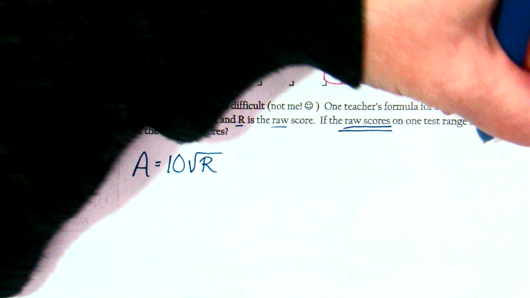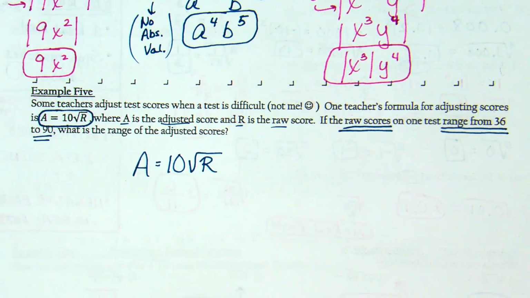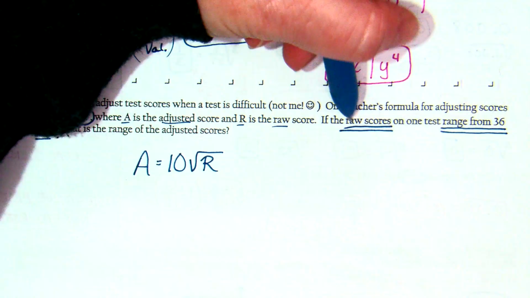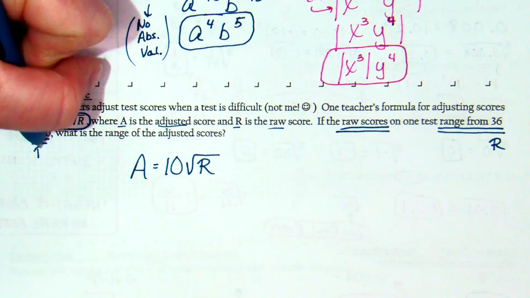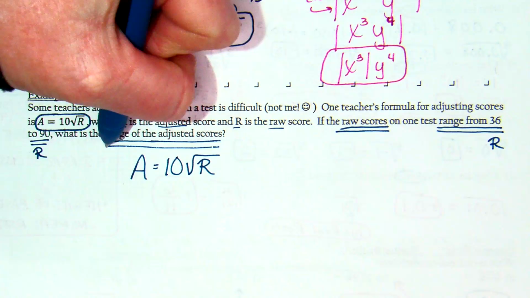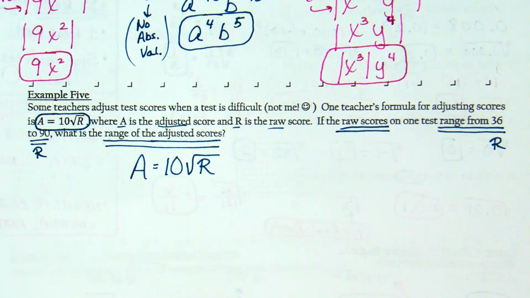Raw scores on one test range from 36 to 90. What are those 36 and 90? They are raw scores. So what are they going to go in place of? They are R values. And then what does it ask me to find? What is the range of adjusted scores? They're asking me to find A. Not a crazy difficult problem, I promise.